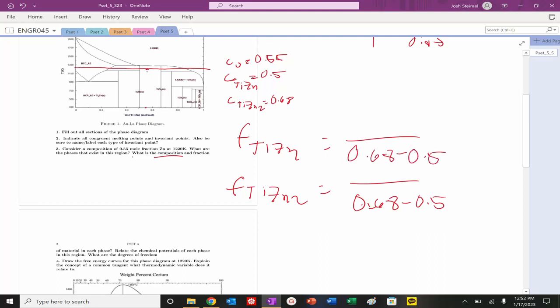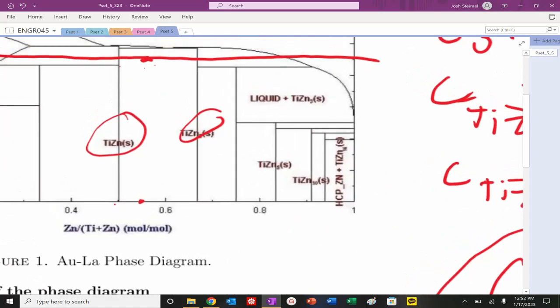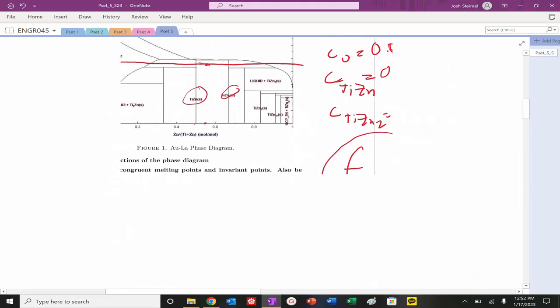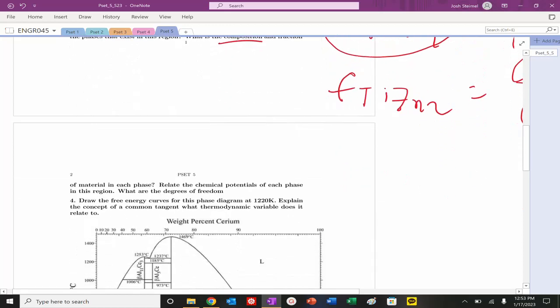If I want the fraction that's in this phase right here, I do the lever rule, so I go opposite. So actually, I go 0.68 minus 0.55. If I want the fraction that is basically in here, I go the opposite. I go 0.55 minus 0.5. Clearly, we'll see this fraction is larger, which makes sense because I'm closer to, and we can zoom in here, I'm closer to this region here. So I should expect the fraction of my two-phase region should be larger in that TiZn phase.